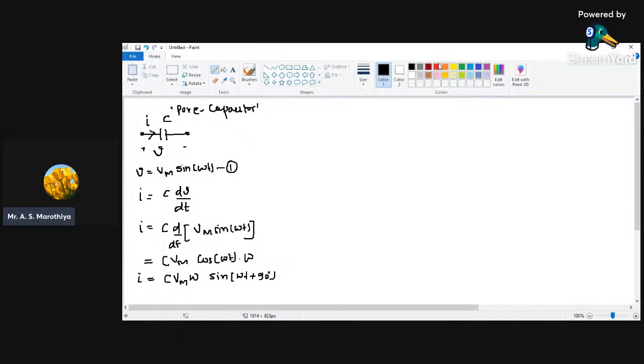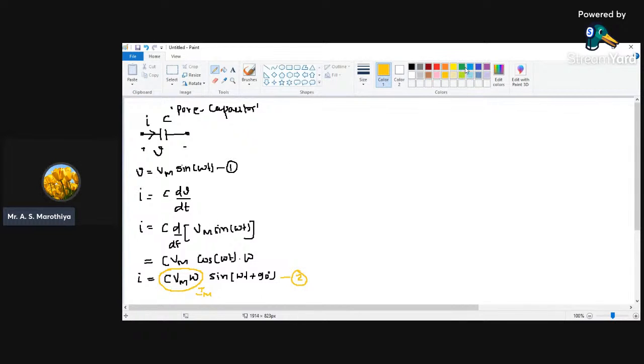I can further modify this equation: C into Vm into omega I can write as Im. So the equation is I equals Im into sine of omega t plus 90 degrees. This will be your equation number 2.